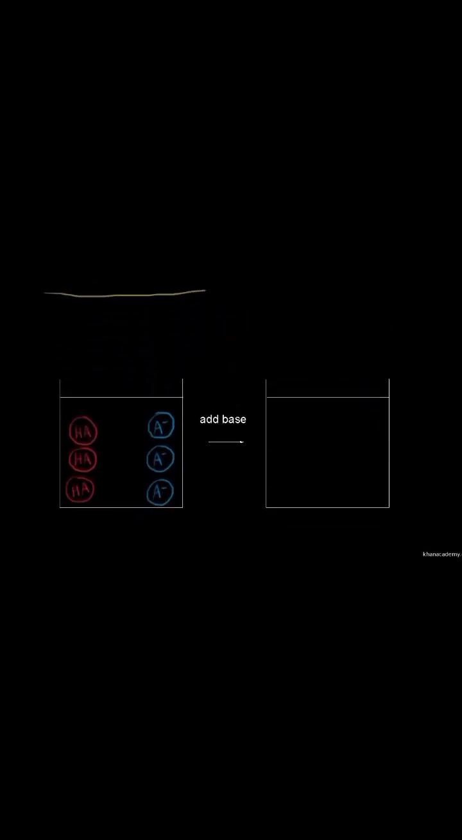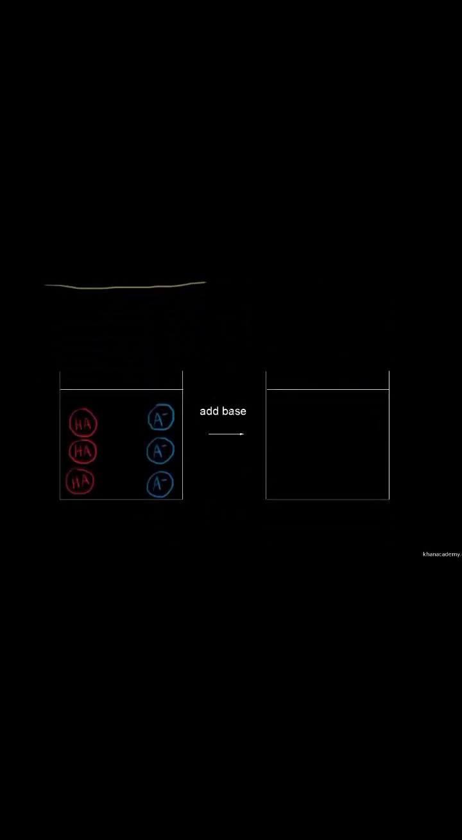So next, let's think about our buffer solution. And this time we're going to add a strong base. So we're going to increase the concentration of hydroxide ions in solution. So if we increase the concentration of hydroxide ions in solution, you would think that would increase the pH, right? And it would, except for the fact that we have an acid that can react with our base. So we have some weak acid present here, and the hydroxide ion is going to pick up a proton from HA. So we have H+ here.